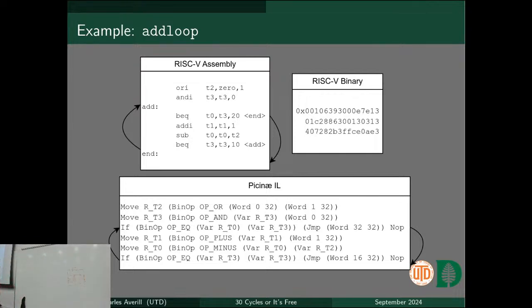This is a loop in RISC-V, and what it does is, if you look at the top left here, it takes 2 numbers in, T1 and T0, and it wants to add them together. How does it do it?